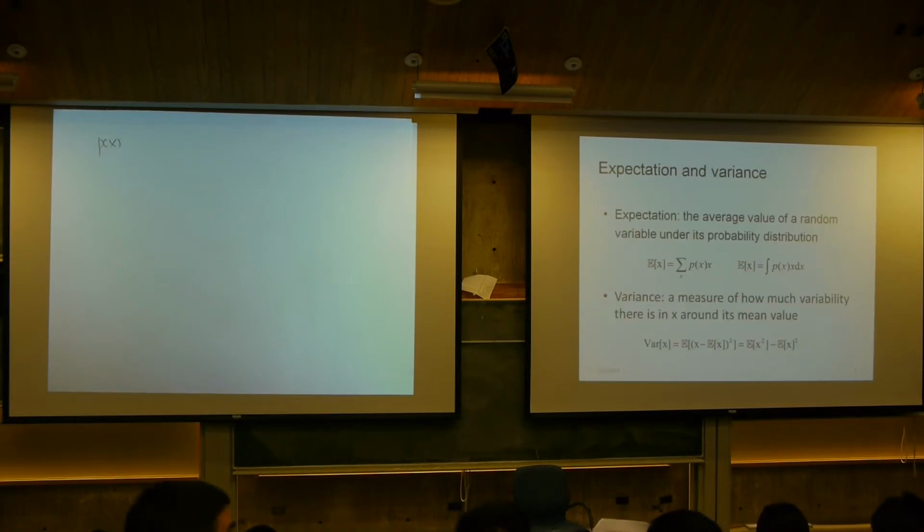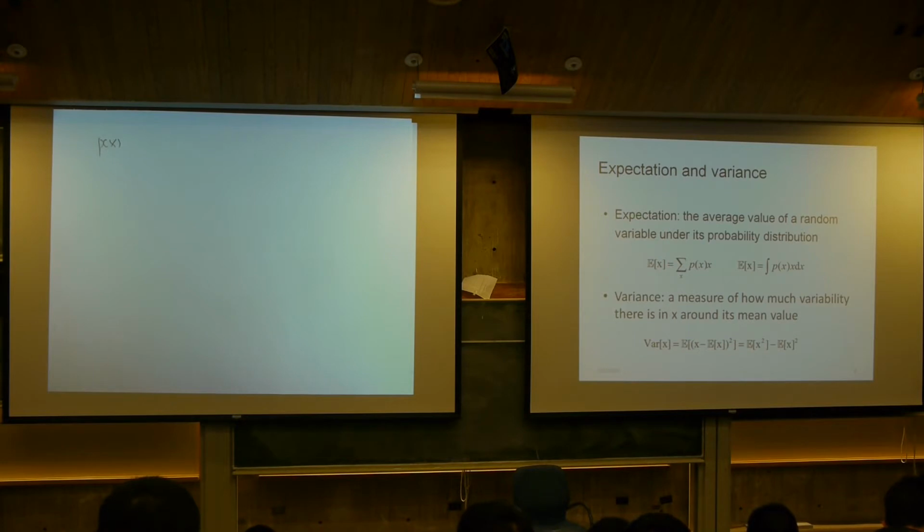So a quick overview of 2 important quantities with respect to a distribution, that is the expectation and variance. Expectation is the average value of a random variable under its probability distribution. If the random variable is discrete, you just do the summation. If the random variable is continuous, we use integral. This is what we learned in college.